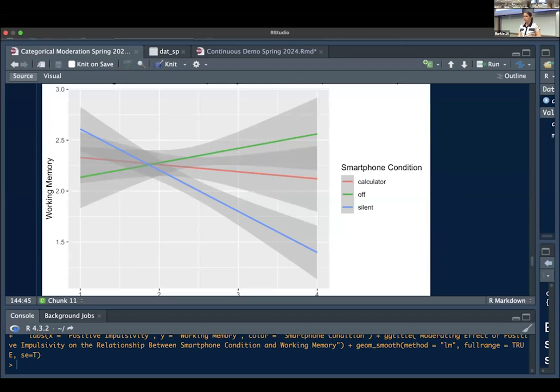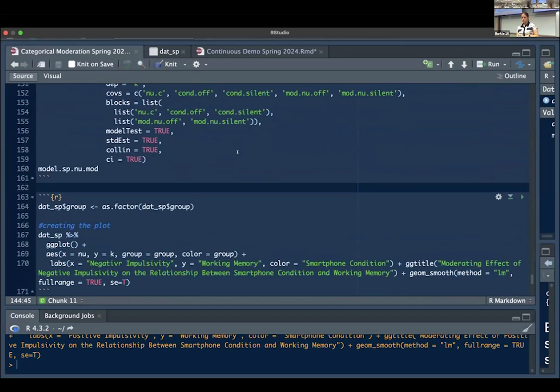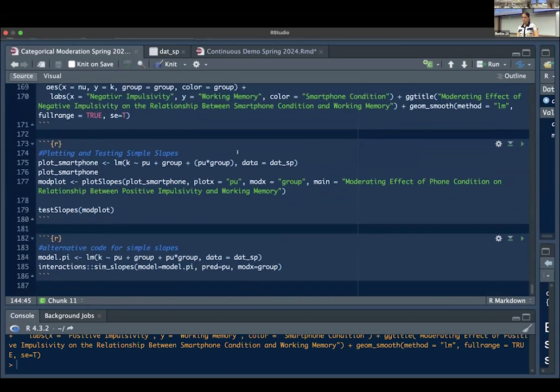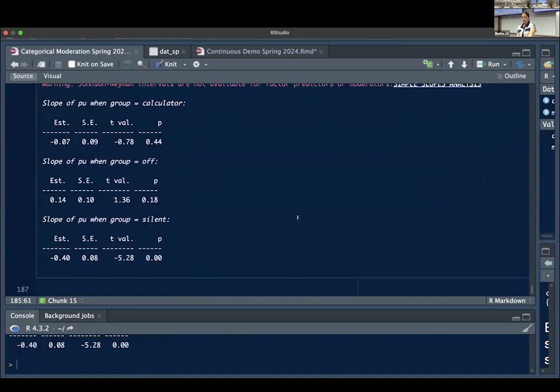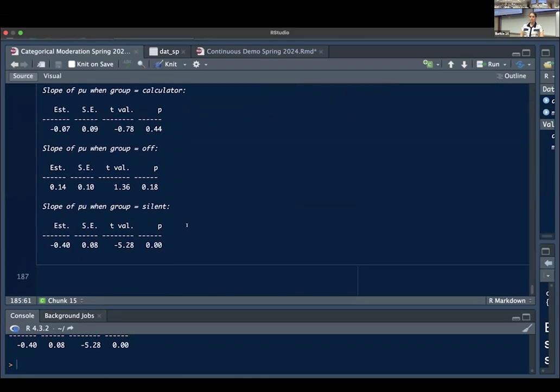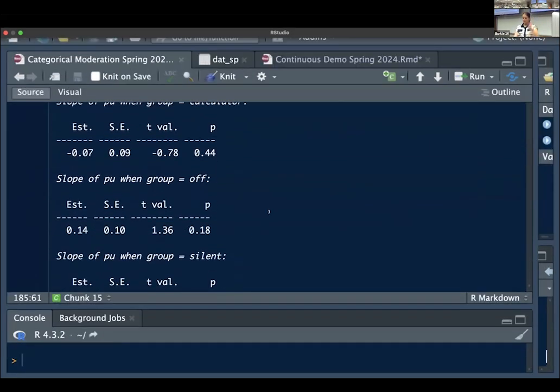Now, we're never going to trust visualizing, so we can also run our simple slopes, right? Which is the same, you see this? It's the same function that we ran before. Sim slopes, model, predictor, moderator, and you get the same thing. So interesting. What do you notice? Cool result, right? We already saw this in the betas, right?